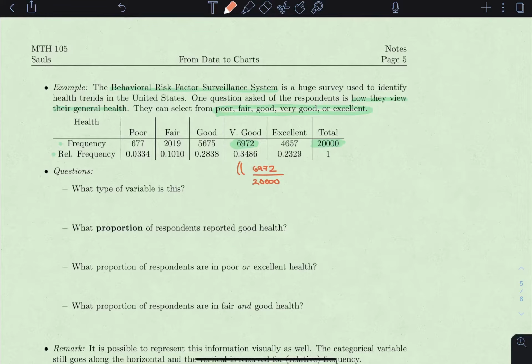The type of variable is not numerical because poor, fair, good, very good, and excellent are not numbers. We might call it categorical or qualitative instead of quantitative.